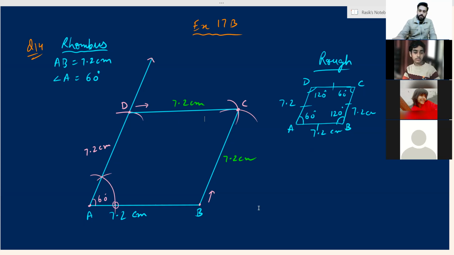Okay. So has anyone posted the answers in the group? Yes, of course. Anshuman. Others, please post your construction in the group. Very good, Anshuman. Absolutely right.